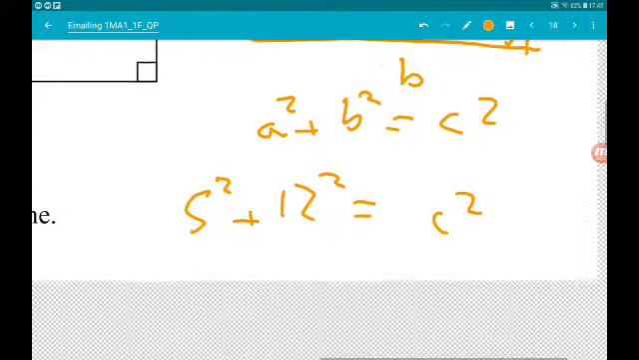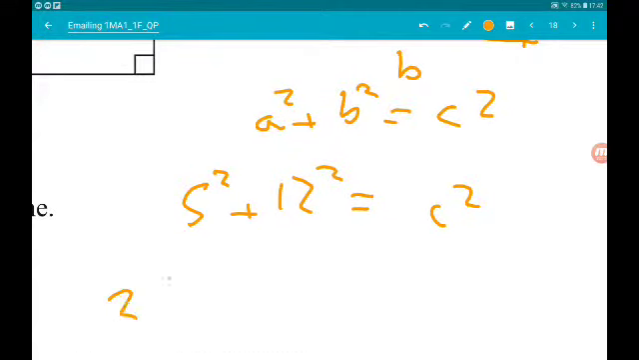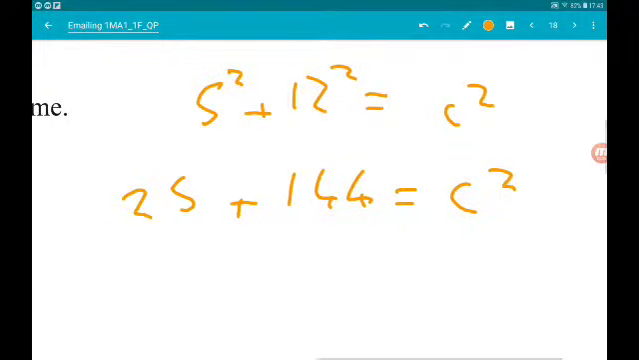Now 5 squared is 25, 12 squared is 144. What am I doing? So 25 add 144 is equal to C squared. 25 add 144 is 169.